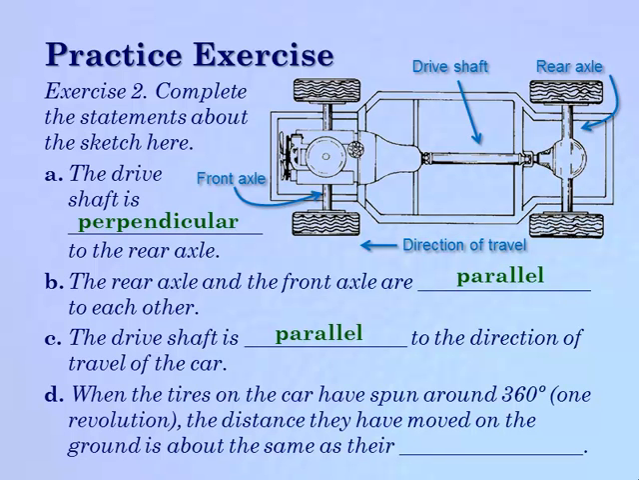And here's one that we did not cover in the text. When the tires of the car have spun around 360 degrees, that's 1 revolution, the distance they have moved on the ground is about the same as their circumference. So that's simply the definition of the circumference, the distance all the way around the circle. So, of course, as a tire rolls on the ground, it'll actually trace out the circumference of the circle onto the ground.